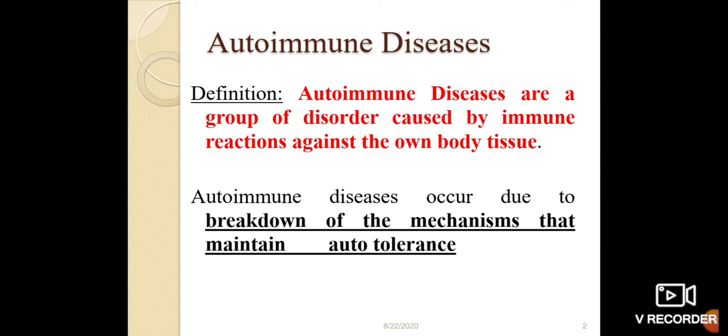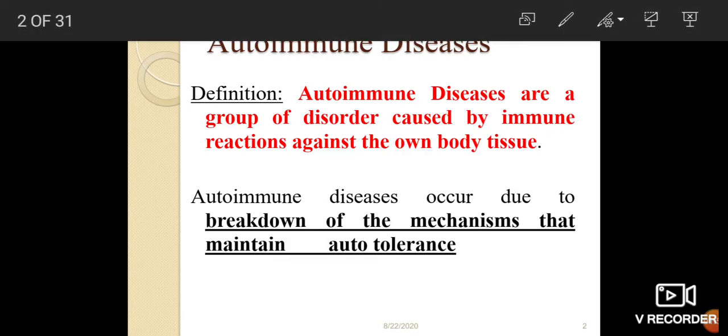Autoimmune disease occurs due to breakdown of mechanisms that maintain autotolerance, meaning that every cell in the body is considered in the beginning as an antigen, and these antigens develop a tolerance in the body to its own antigenic determinant. And if this tolerance, or autotolerance, is destroyed, this results in development of autoimmune disease.